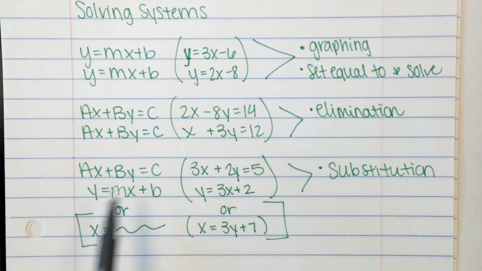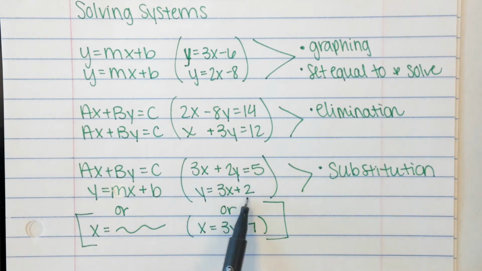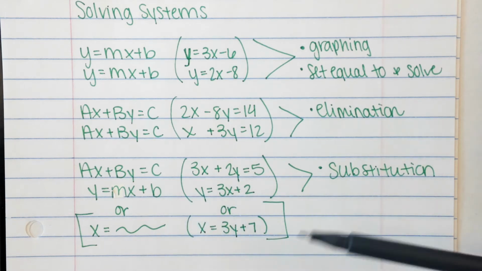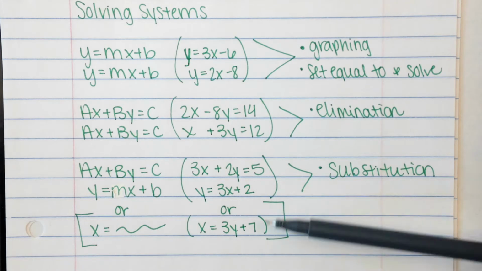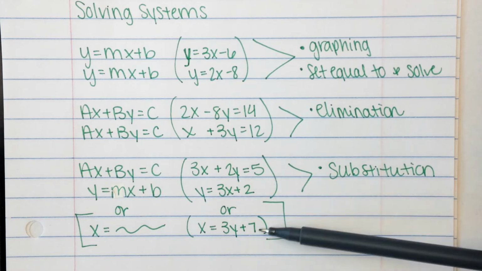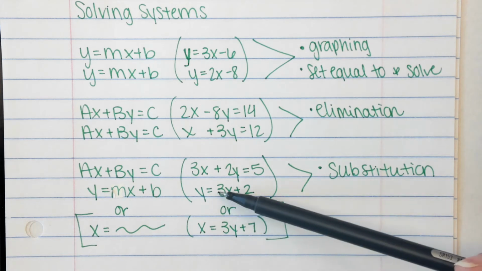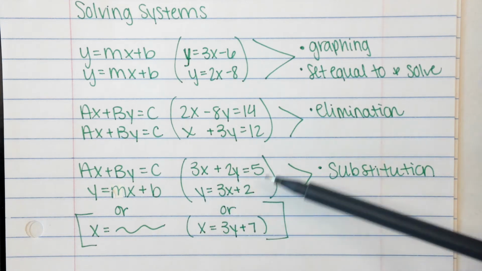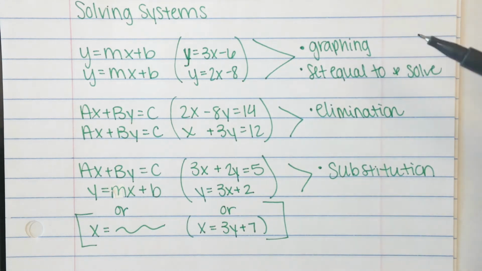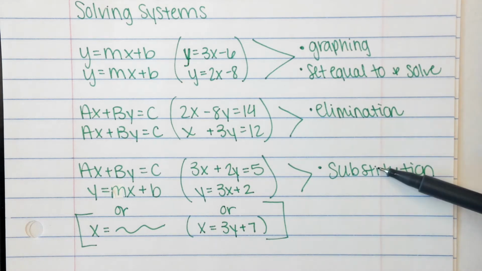Then, if you have one in standard form and one in slope-intercept form, or a y equals, or even an x equals. Here's an example: 3x plus 2y equals 5, and you could be given y equals 3x plus 2, or an x equals, either one of those. You wouldn't have them both at the same time with the standard form, but you could have one or the other. The easiest method for that is substitution, because you're going to take whatever that variable equals and plug it in. So you can solve by graphing, set them equal to each other, or use elimination or substitution.